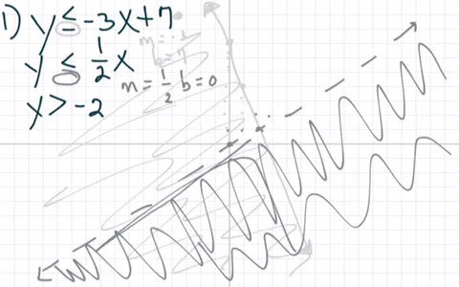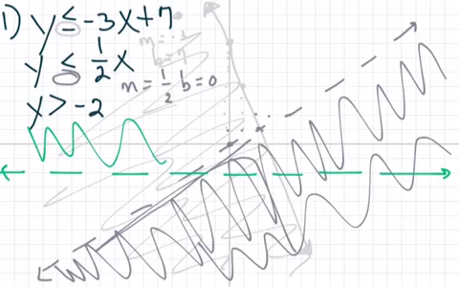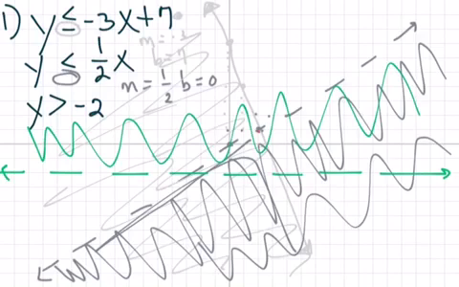Okay, then if we do this equation, y greater than negative 2, y equals negative 2 is a horizontal line at negative 2, but because it doesn't have equal, it's a dashed line. And greater than would mean to shade up. So if you look carefully, you have a triangle right here where the equations overlap.